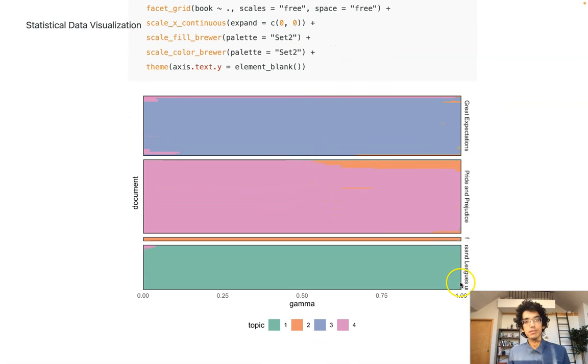Okay, so these are basic static visualizations that you can use whenever you have topic models. In the next recording, we'll study how you can work with interactivity.